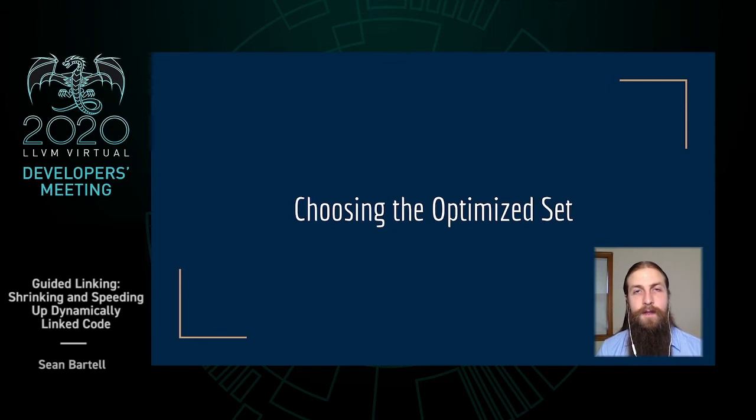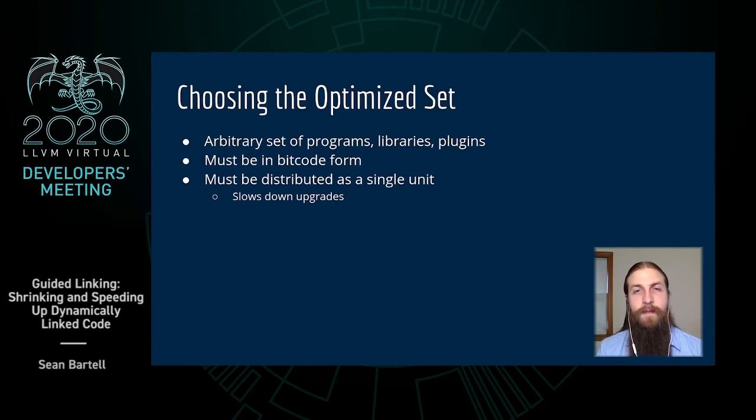Now I'll give some more detail about the process from the developer's point of view. The first thing the developer has to do is to choose an optimized set. The optimized set can be an arbitrary set of programs, shared libraries, and plugins. The developer just has to compile them in bitcode form. It's okay if some libraries or programs are left out, as long as the constraints account for that.